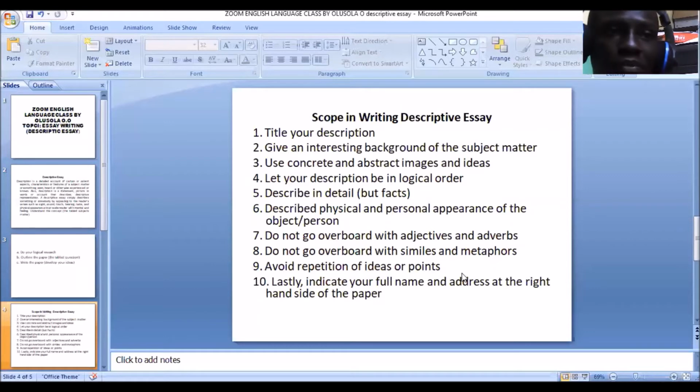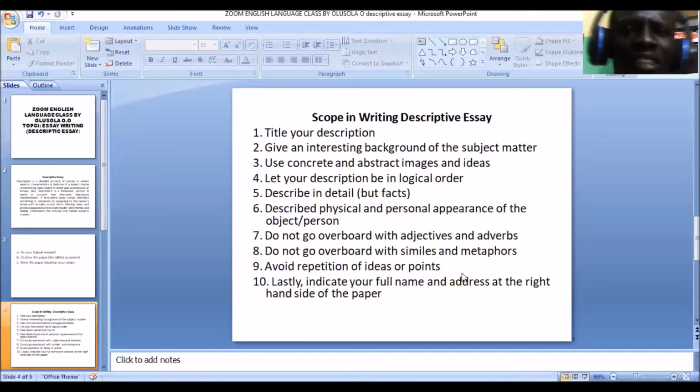10 scope. The first assignment as a writer is to give a title to your description. It could be an essay about my best friend, or description of my best friend, or description of Nigeria Zuma Rock. If you are writing to somebody outside the country of residence, you can title it Description of Nigeria's Zuma Rock, and so on. But you must bear in mind that your descriptive essay takes a title or heading.